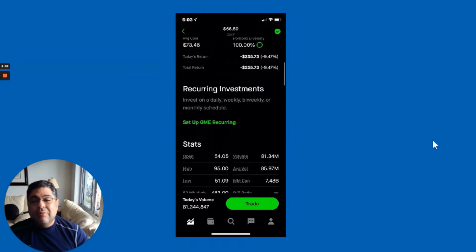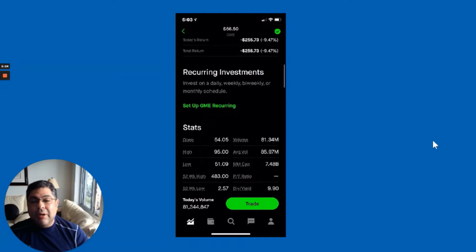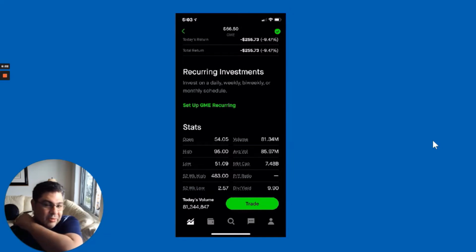So then you have another option here called recurring investment. Basically, you can set up to buy specific stocks every day or week and so on. So why is this useful? Let's say, for example, bi-weekly.